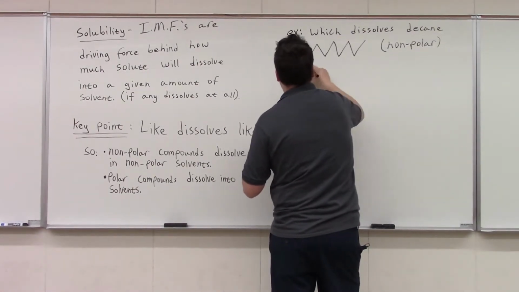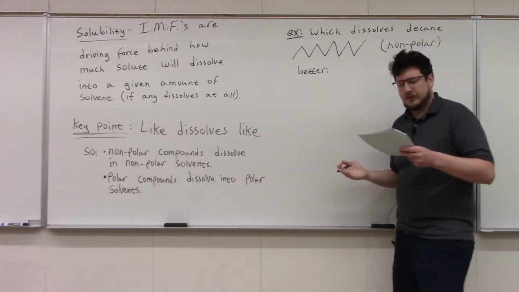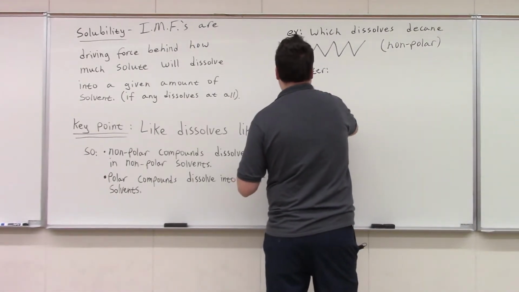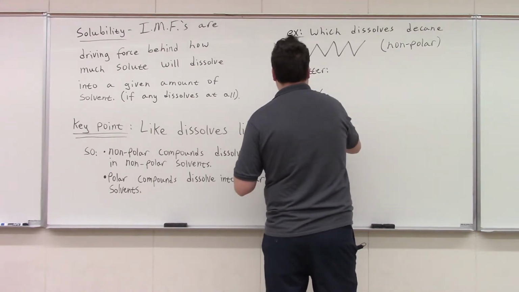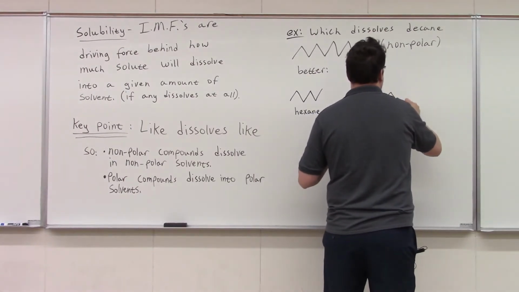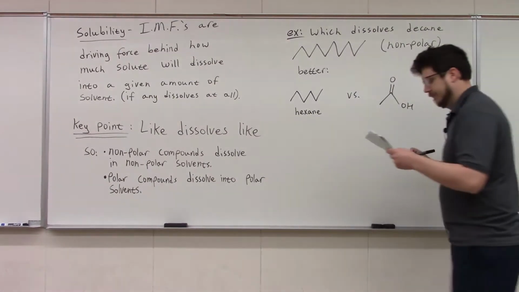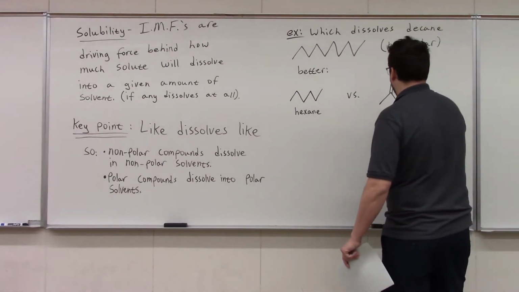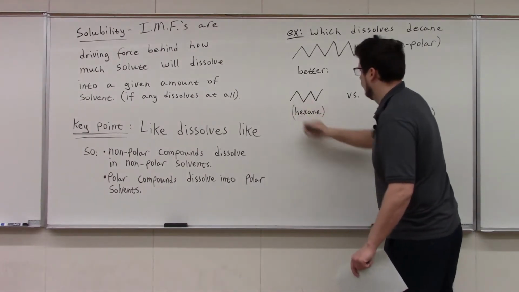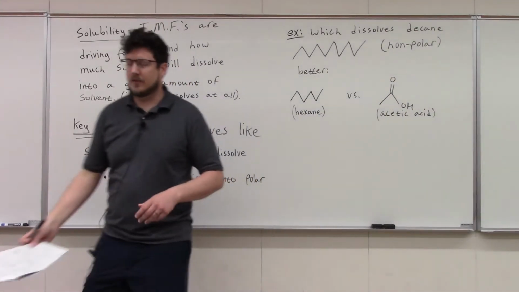So what would dissolve this better? What solvent should we use to dissolve decane? Our first option, 1, 2, 3, 4, 5, 6, is called hexane. And our second option, good old acetic acid. That's what we're comparing here. And so decane is a nonpolar compound. It's all carbons and hydrogens. That generally means nonpolar. We consider all those bonds to be nonpolar.